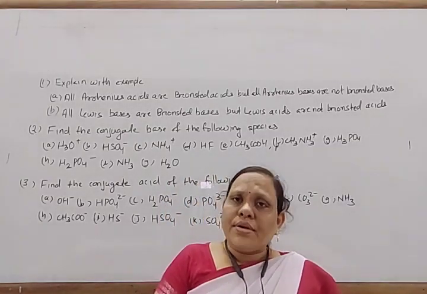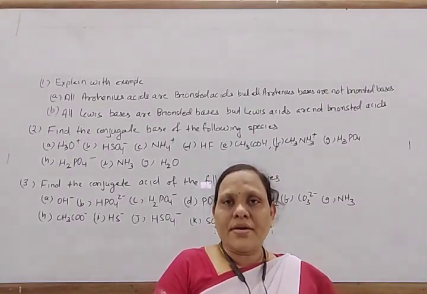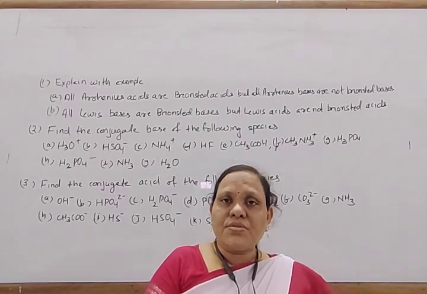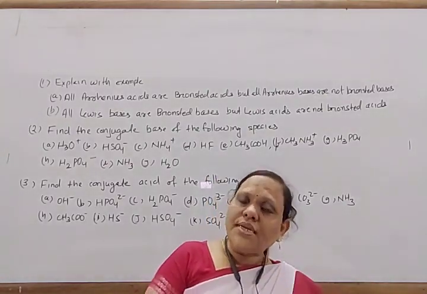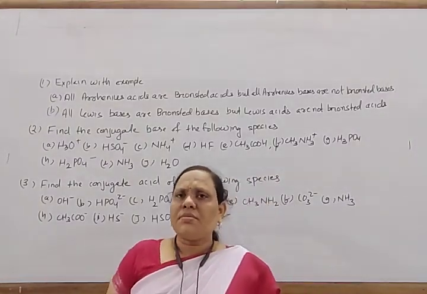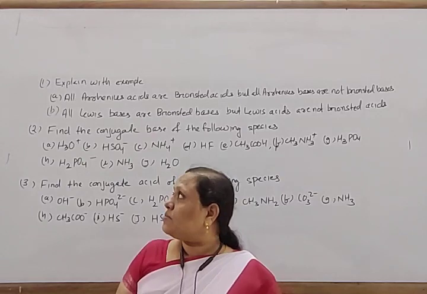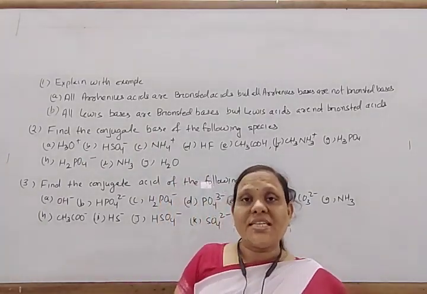Okay? And according to Lewis theory, an acid is a substance which can accept a pair of electrons, which has the tendency to receive a pair of electrons, and a base is a substance which can donate a pair of electrons. Now, let us discuss some simple questions based on this acid-base concept, and also what is the conjugate acid-base pair.